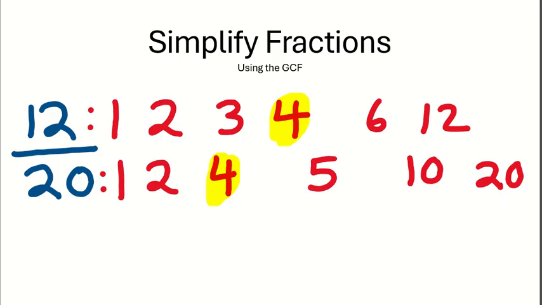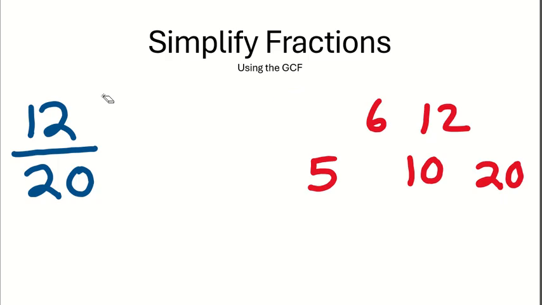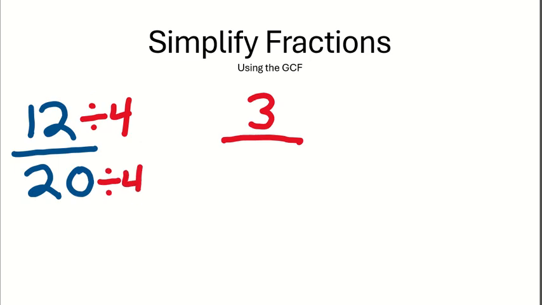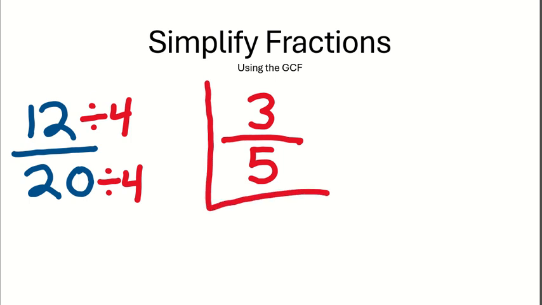So let's go ahead and clean this up and divide the top and the bottom number by 4. 12 divided by 4 is 3. And 20 divided by 4 is 5. And thus, 12/20ths in simplest form is going to be 3/5.